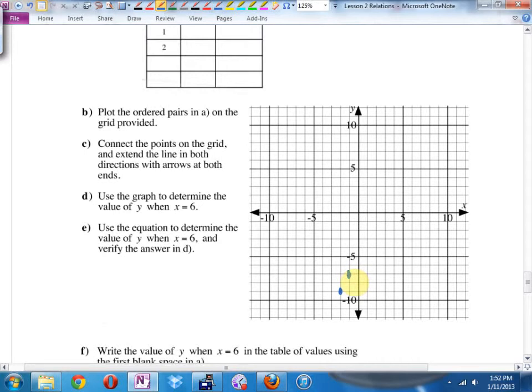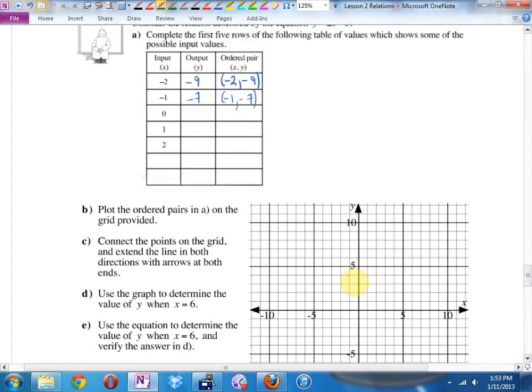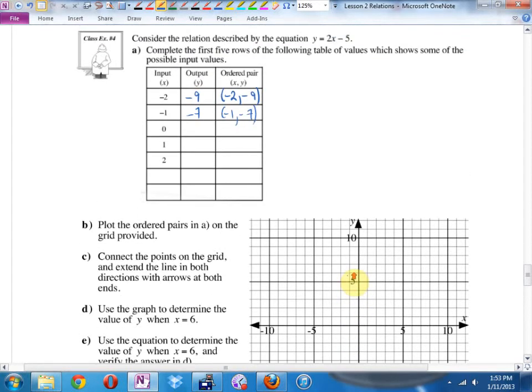It looks like a line, but Garrett, 2 points isn't enough to convince me. I could be wrong, and I would have no way of knowing. I always do at least 3 to see if they line up. Garrett, what's the next input value they want me to use? Oh, you're good at your 0 times table. So, Garrett, put a 0. 2 times 0? Minus 5. So you're saying 0 goes with negative 5, or as a point, 0, comma, negative 5 is on that graph? I think it is.